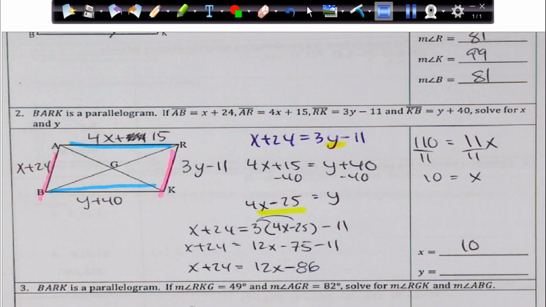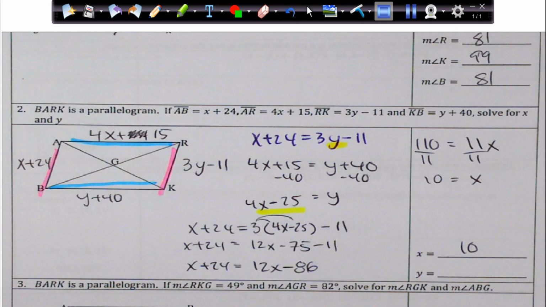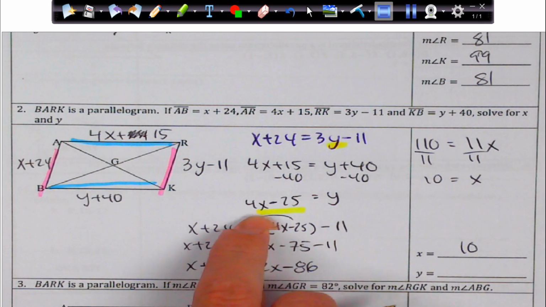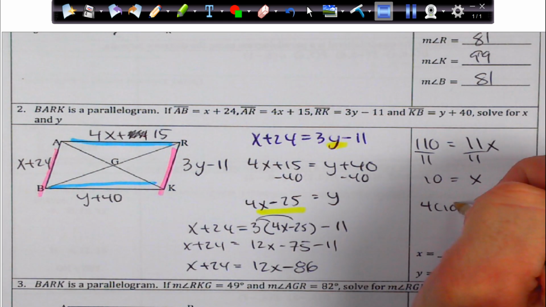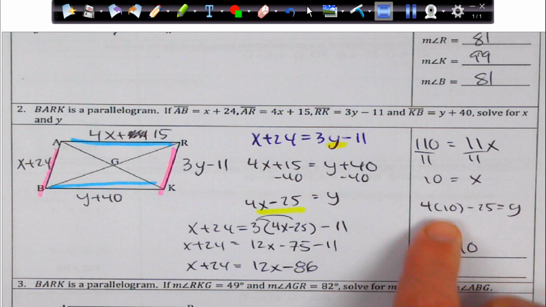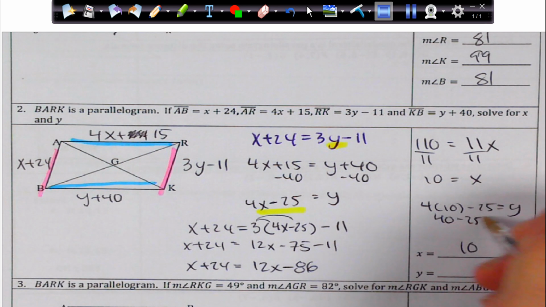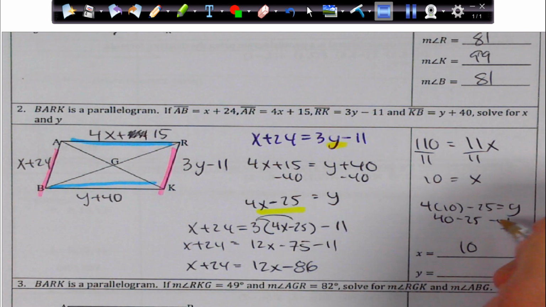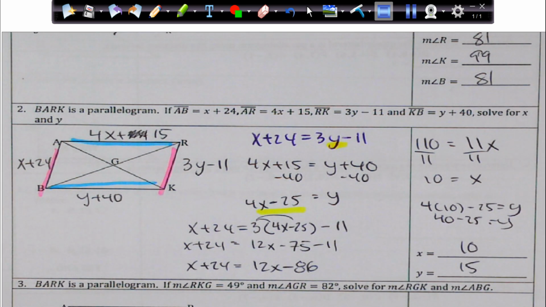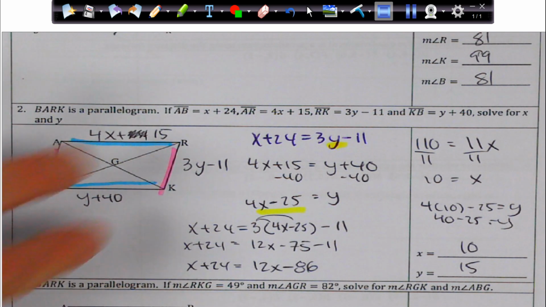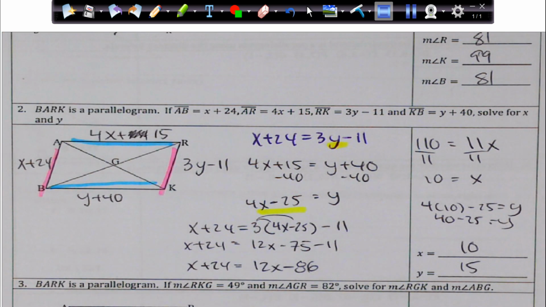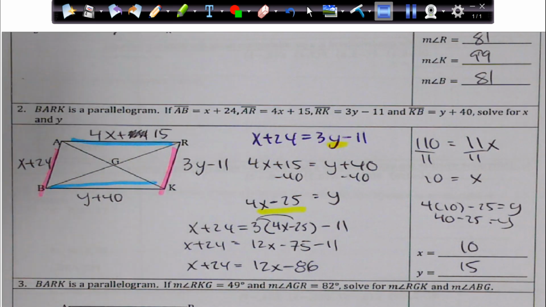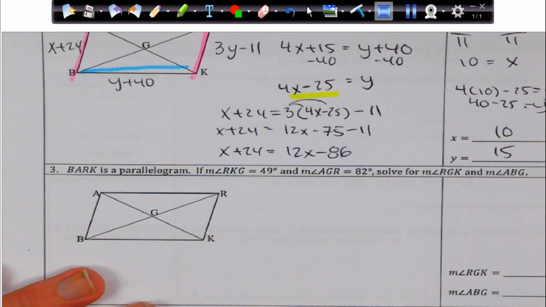Doesn't matter which one I plug it back into. I'm going to plug it back into this one up here. Actually, no, let's plug it back in here because it's already set up. This is going to be 4 times 10. So 4 times 10 minus 25 equals y. That's 40 minus 25 equals y, and 40 minus 25 is 15. So we get 15 for y. Again, geometrically, pretty easy. We set opposites equal to each other, but algebraically, we have to use a little bit of our substitution property.